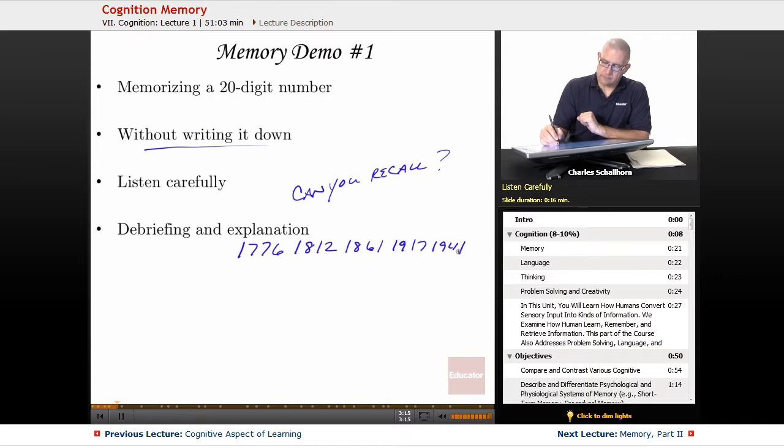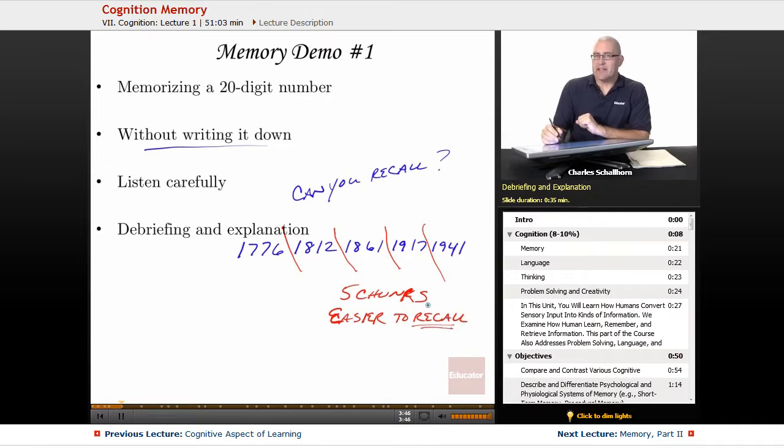As you look at it there, do you notice any kind of a pattern? And hopefully you do notice the pattern, and you notice that I took those 20 digits, which seems kind of overwhelming, and I broke it down into five chunks. Because I was able to break it into 5 chunks, it makes it easier to recall. And that's the thing about memory, is if you have a system, you're going to be able to remember in a more effective way.